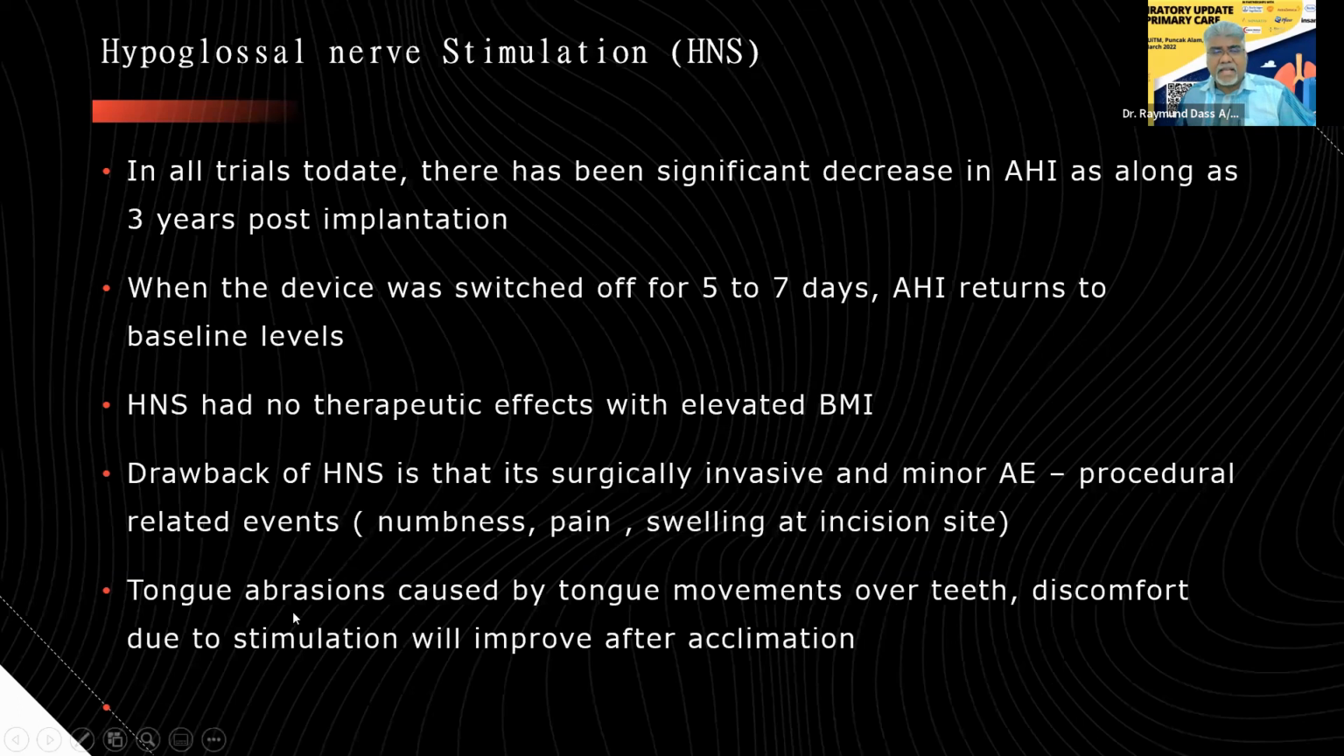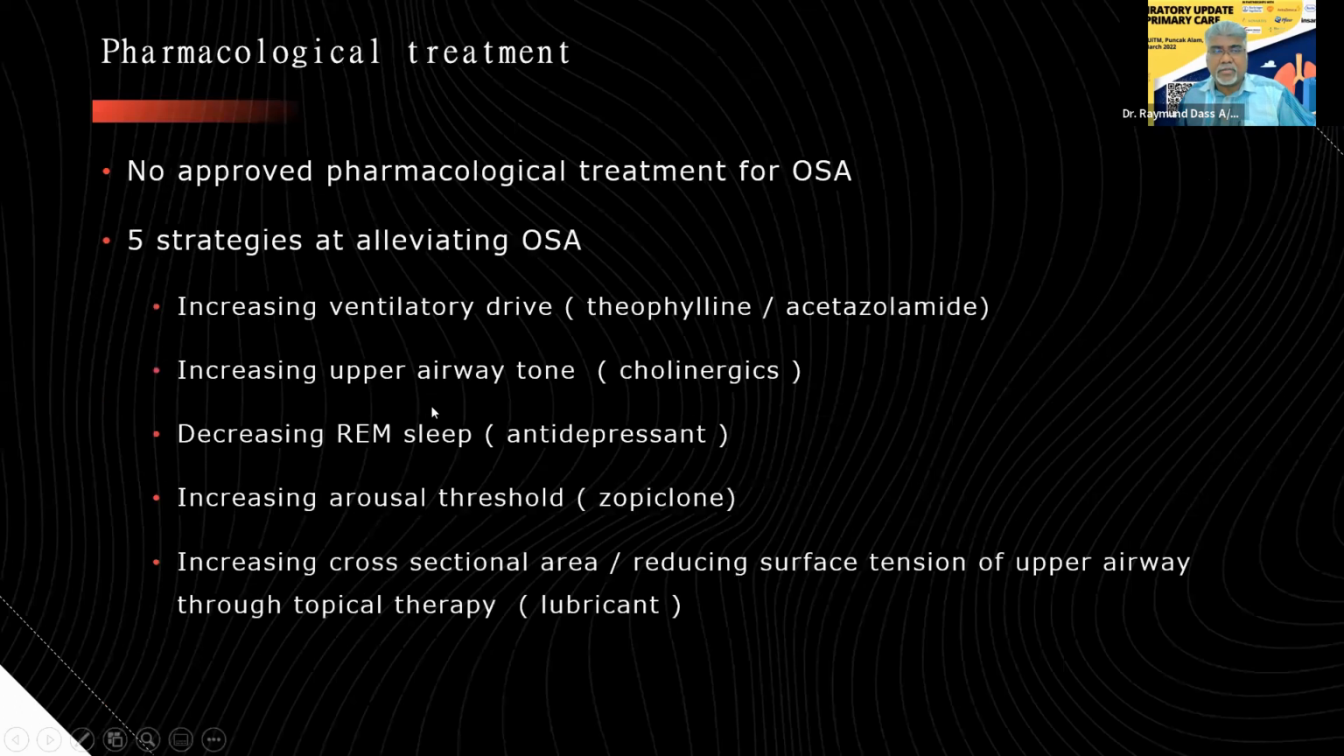The side effects are usually tongue abrasion caused by tongue movements or discomfort due to stimulation. But some of us also notice that while using this device, they have a slight increase in arousal index. However, the neurostimulator can be adjusted enough not to create any arousal. But it is not advisable for patients with a very high BMI, more than 40. We notice that hypoglossal nerve stimulation has no therapeutic effect.